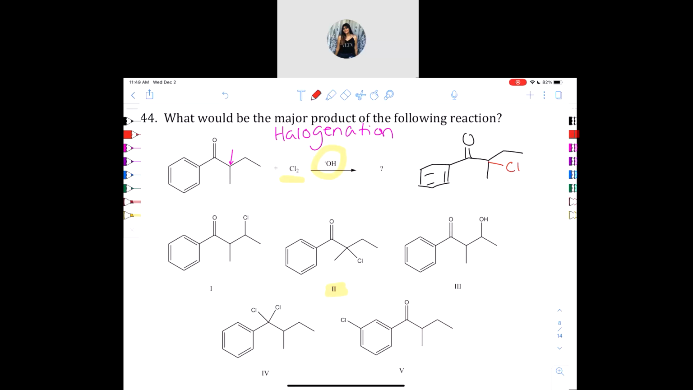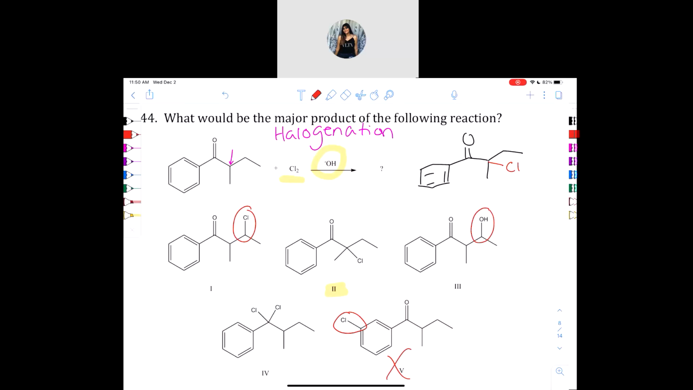So if you didn't know how to do that, let's look through the answer choices and think about it. First of all, this guy sticks out to me. Why in the world would we add to the benzene ring? We don't want to do that. That's not favorable. Get rid of it.